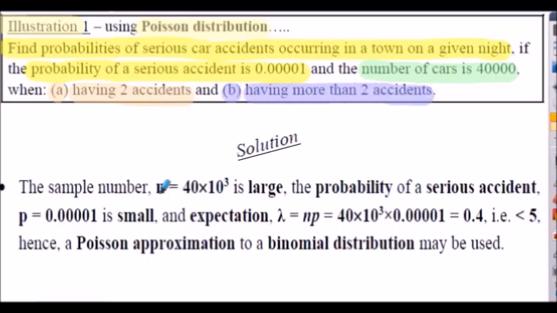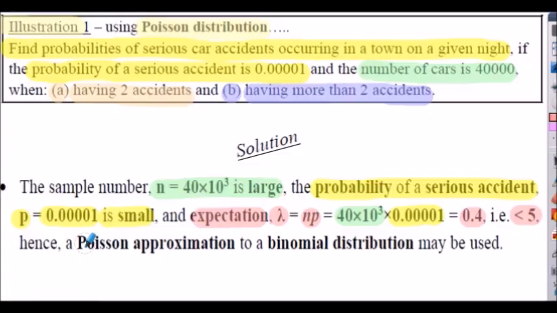So again, in this case, the n is large, it's 40,000. The probability of a serious accident is small, p is equal to 0.00001. So the expectation, lambda, n multiplied by p, evaluates to 0.4, which of course is less than 5. Hence, a Poisson approximation to the binomial distribution may be used.